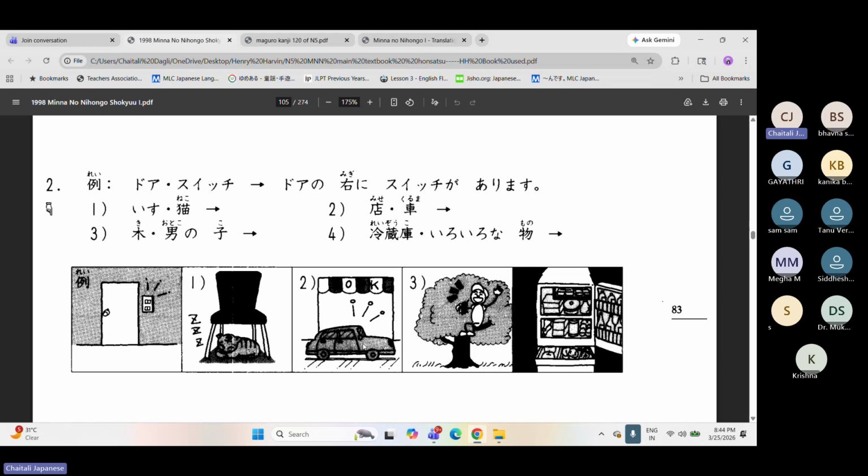Yes. Now there is a child on the tree. Ki no ue ni kodomo ga imasu. He is a child, a male child. Ki no ue ni, above. Kodomo ga imasu. Otoko no ko ga imasu. Okay?